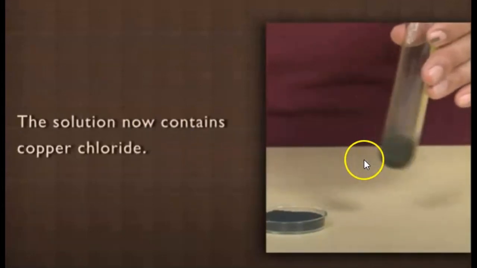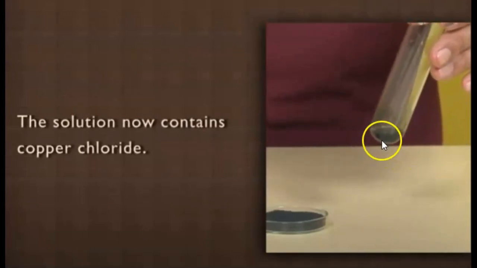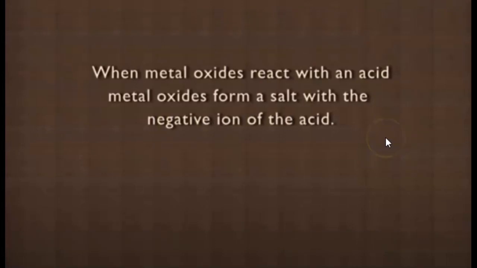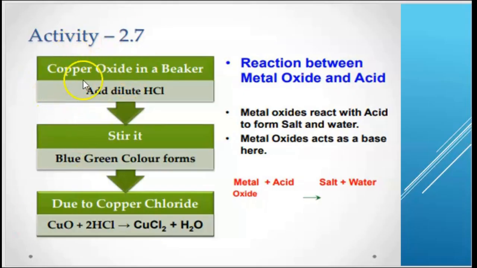So it is actually copper chloride. The solution now contains copper chloride. So the green colored solution is copper chloride. So when metal oxides react with an acid, metal oxides form a salt with the negative ion of the acid. That is CuO, when we react with 2 HCl, you will get CuCl2, that is the negative ion, plus H2O. So here to the copper oxide, which is taken in a beaker, we are adding dilute hydrochloric acid and stirring it. You will get a blue-green color.